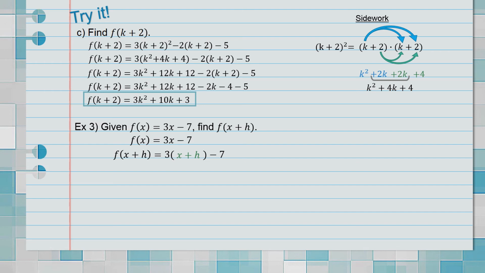Notice we cannot do anything inside the grouping symbols. We have no exponents, but we do have multiplication. 3 is touching the parenthesis, so we must distribute, which gives us 3x plus 3h, and everything else remains the same. So now we move on to subtraction and addition, but notice there's no like terms, which means that is your final answer. F of x plus h equals 3x plus 3h minus 7.